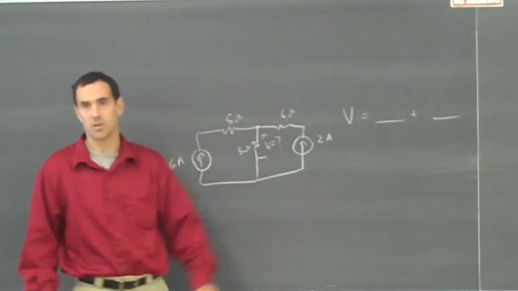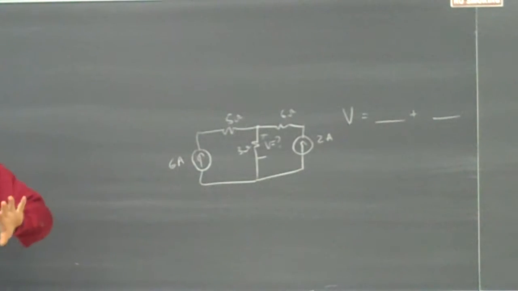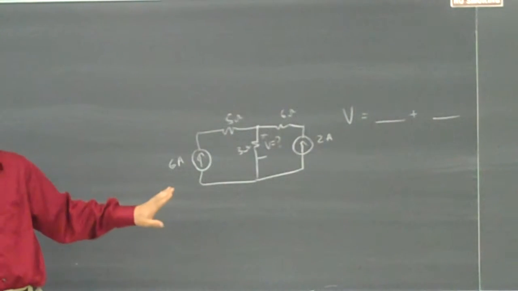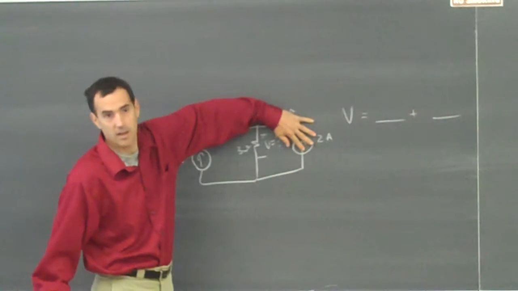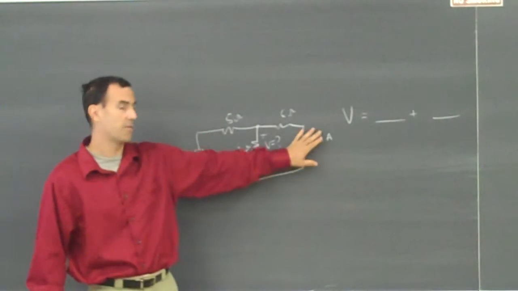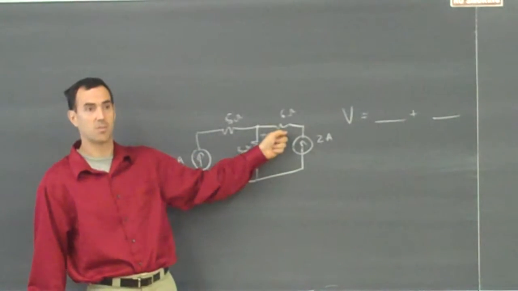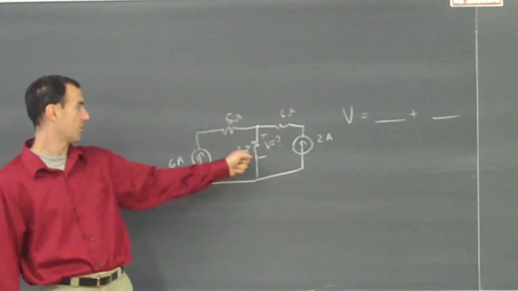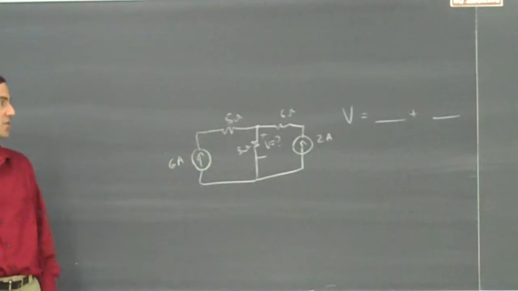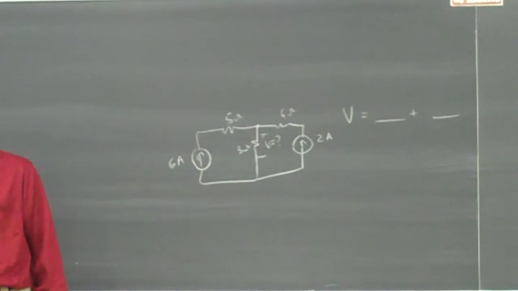Off the 2 amp current source. When I shut off the current source, what's the current through? 0. So shutting off the current source is like making that go away. Okay, so if there's no current through that current source, there's no current through that 6 ohm resistor. So this 6 amps must go this way. So what's the current through the 3 ohm resistor if I've shut off the 2 amp current source?